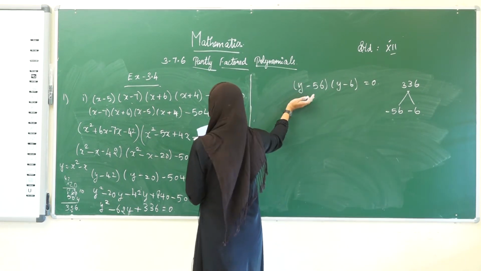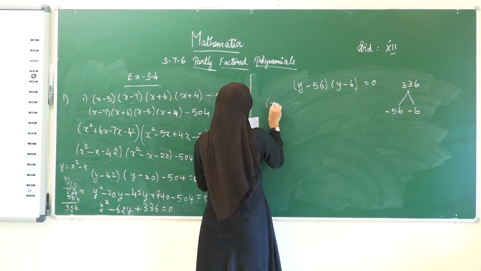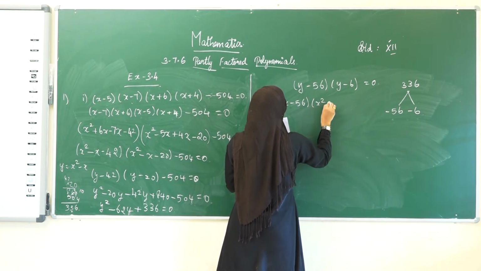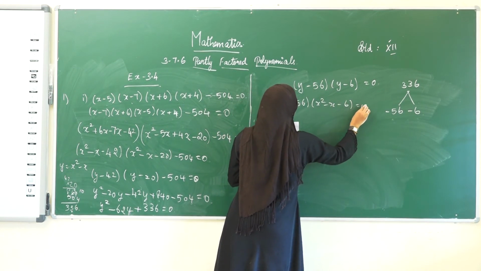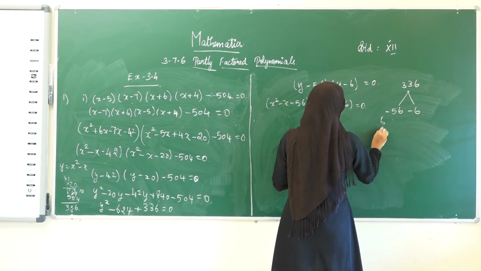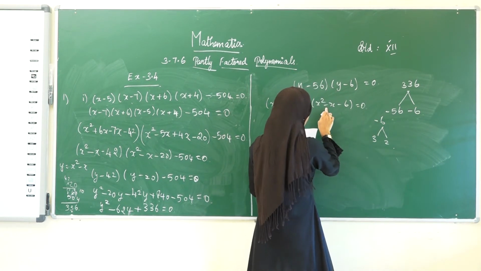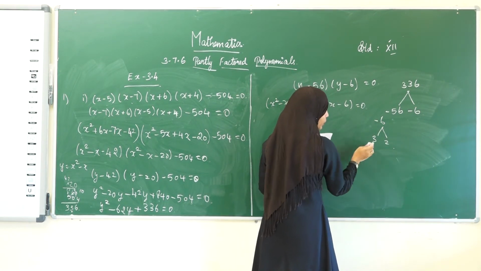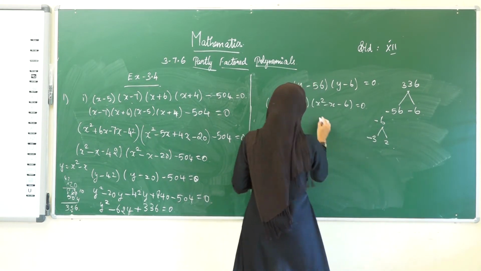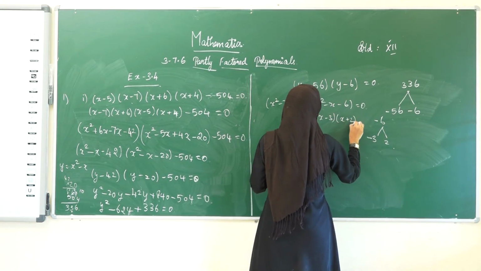We are going to substitute the value of y. What is the value of y? x square minus x. Therefore, (x square minus x minus 56)(x square minus x minus 6) is equal to 0. See here, 6 can be written as 3 into 2. We have to get minus 6, and here it is minus 1, and when we add, we should get minus 1. When we multiply these we get minus 6, and when we add we get minus 1. Therefore, (x minus 3)(x plus 2) is equal to 0.